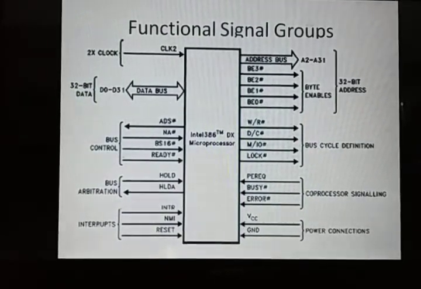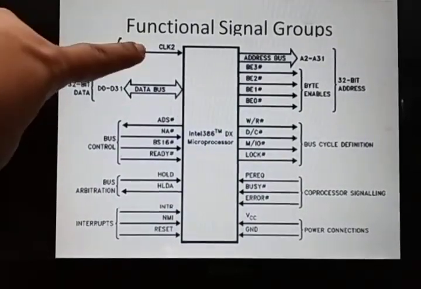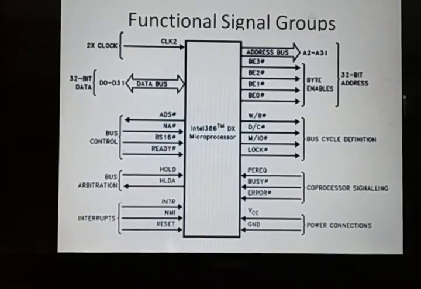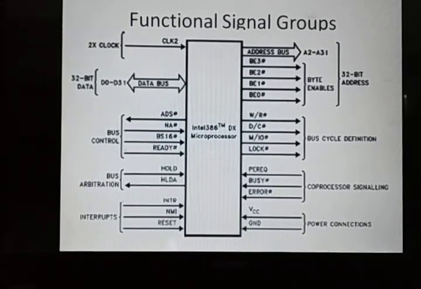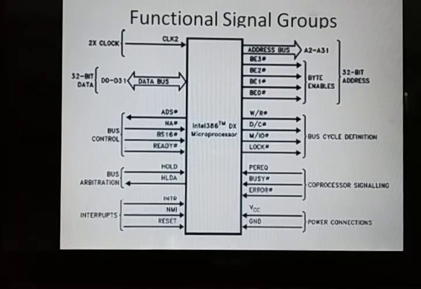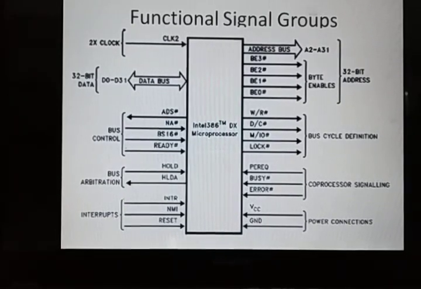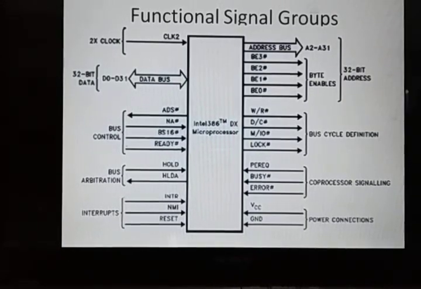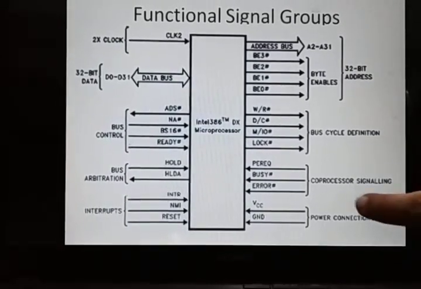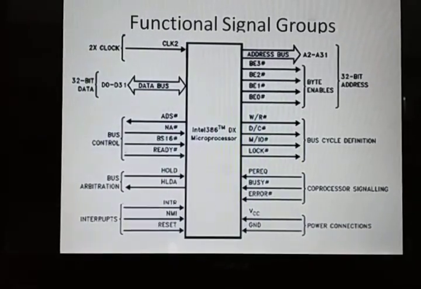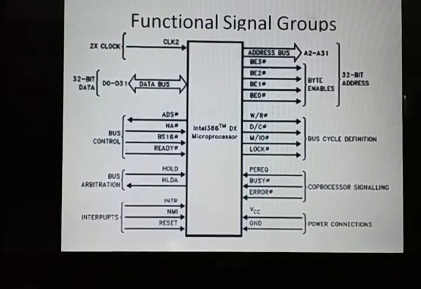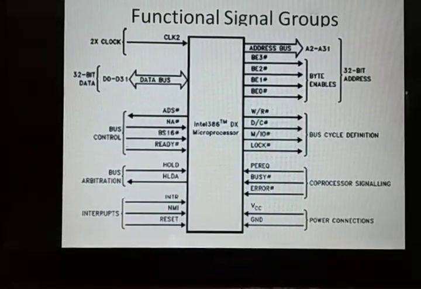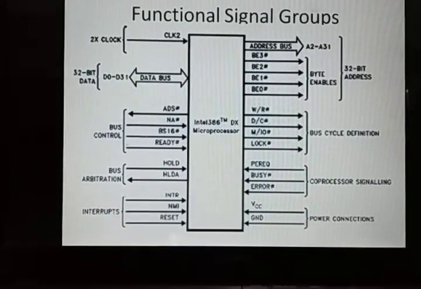Then the next one is the clock pin, the CLK2 pin. The clock pin provides the basic system clock timing for the operation of the 80386 processor. And then there are the VCC and ground pins. These are the power supply pins. VCC is the power supply pin and ground is related to the ground. So these are the two pins related to the power connection.